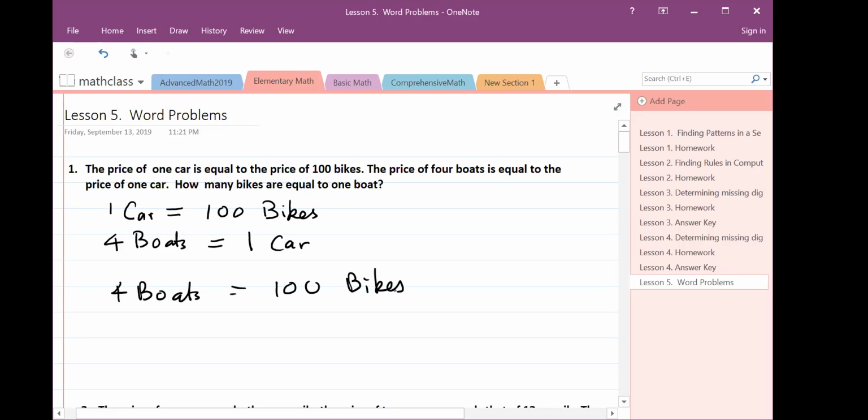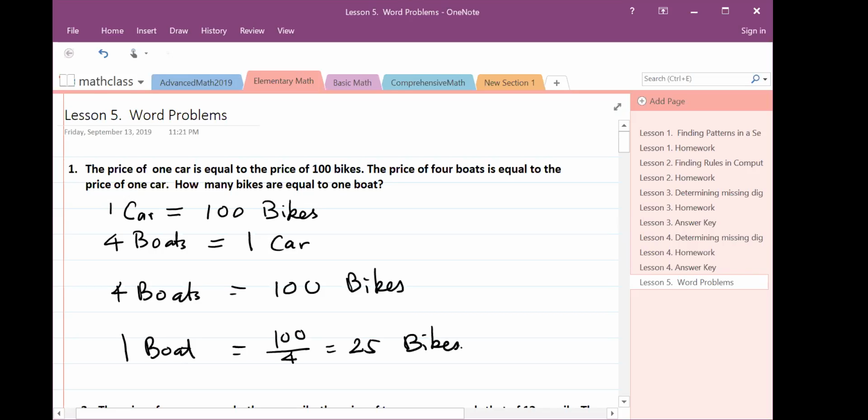So we want to know 1 boat is equivalent to how many bicycles? You divide both sides by 4. So 1 boat is going to be 100 divided by 4, which is 25. So you can use 25 bicycles to buy 1 boat. You have to write down all the details. In this case, we just have 1 car, so you can set up a relationship between boat and bicycle quickly. In some problems, the relationship is not that simple. You have to do the division in order to set up the indirect relationship between two items.